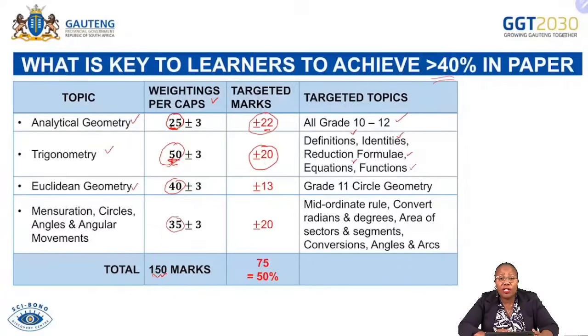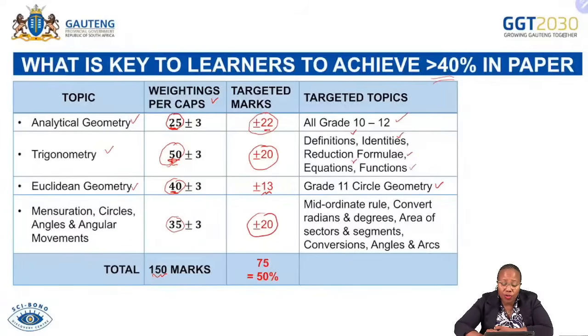And then under Euclidean geometry, we are targeting 13 marks out of the 40. So if you can revise most of your grade 11 Euclidean geometry, that is the circle geometry from grade 11, you can reach this plus minus 13. And then with mensuration, circles, angles, and angular movement, we are targeting 20 marks out of this 35.